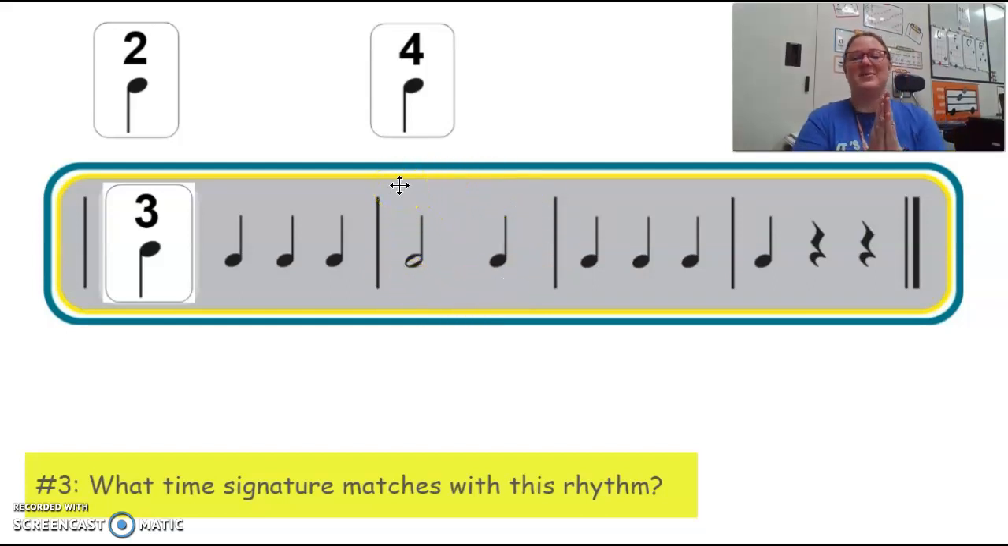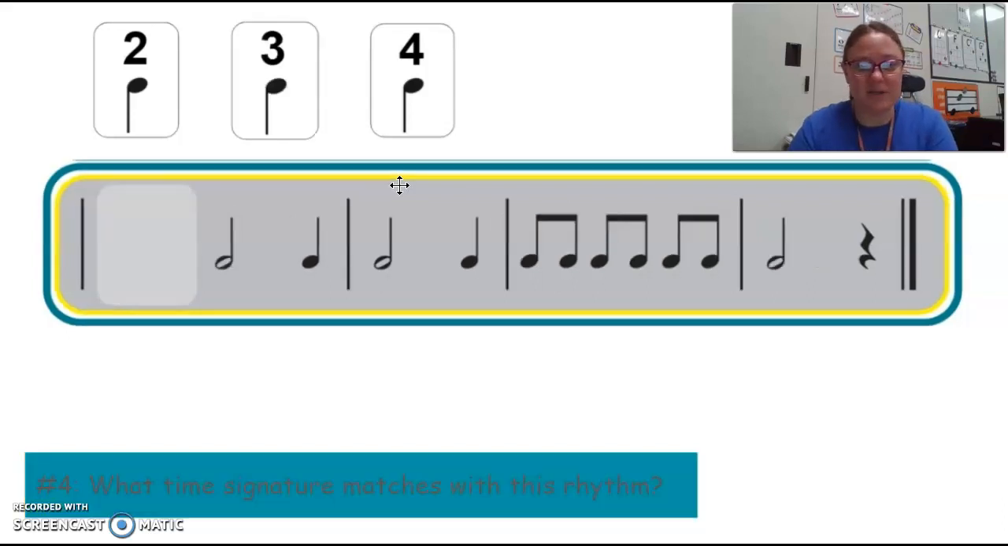All right, let's say and clap it. Ready, go. Ta, ta, ta, ta, ta, ta, ta, ta, ta. And there's that double bar at the end telling us to stop. All right, you are on a roll, boys and girls. Here's your next one.